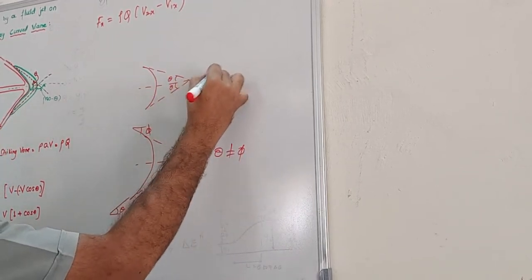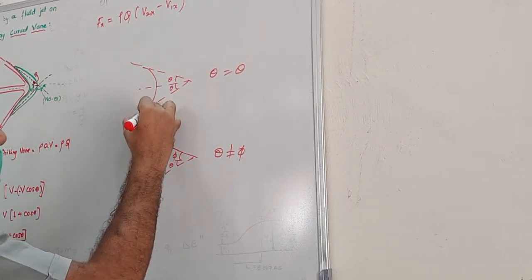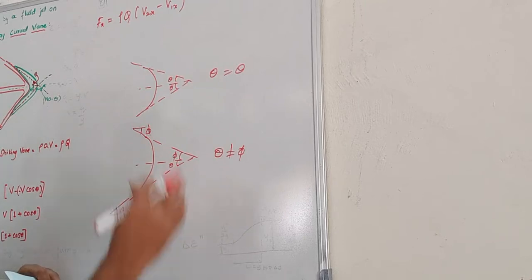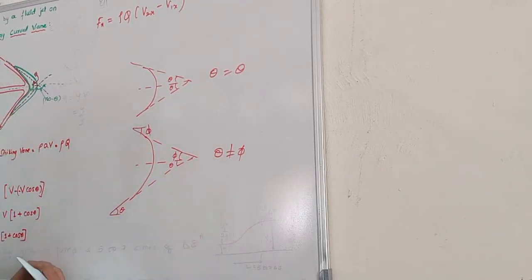But in this case, theta is equivalent to theta, so both the angles at the inlet and the outlet remain the same. So this case we call the symmetric condition, and this we call the unsymmetric condition.